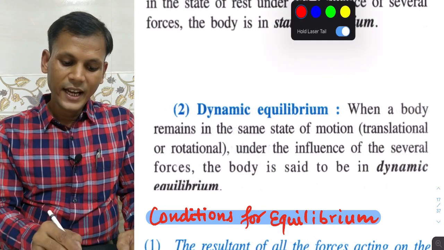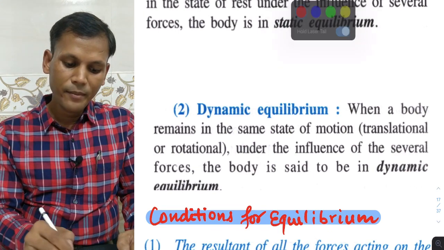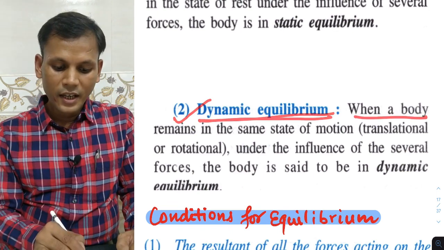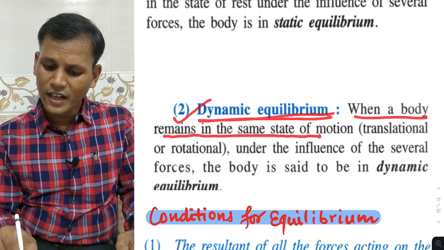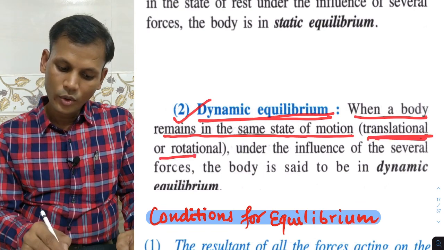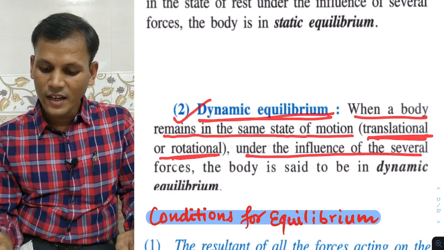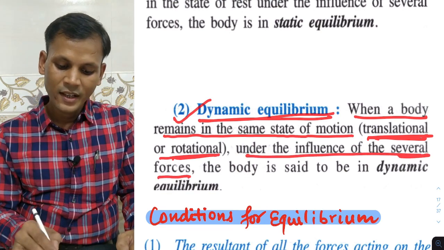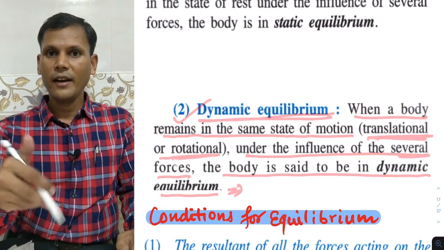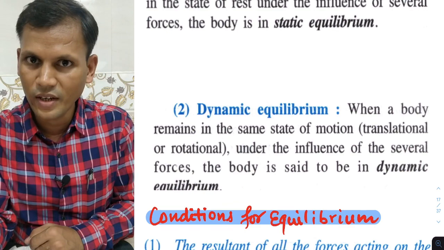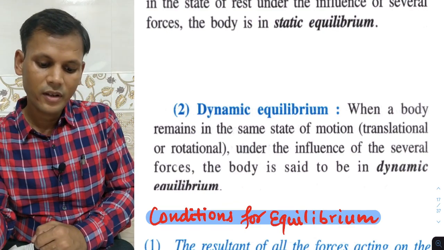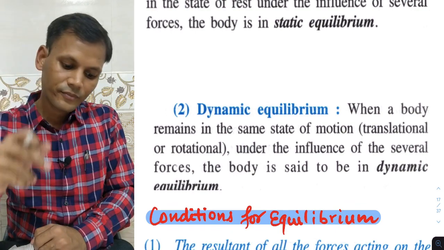Next is dynamic equilibrium. What is dynamic equilibrium? When a body remains in the same state of motion, that may be either translational or rotational, under the influence of several forces, the body is said to be in dynamic equilibrium. And I have already given the example of the aeroplane, which is the example of dynamic equilibrium.